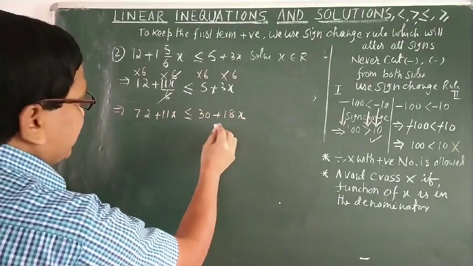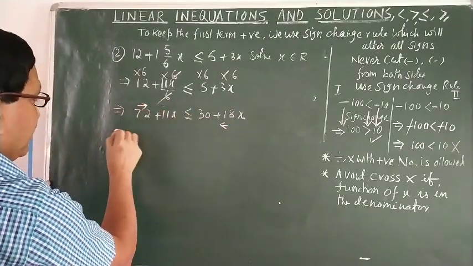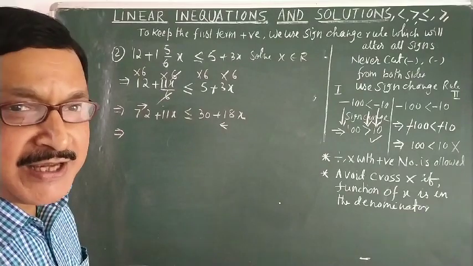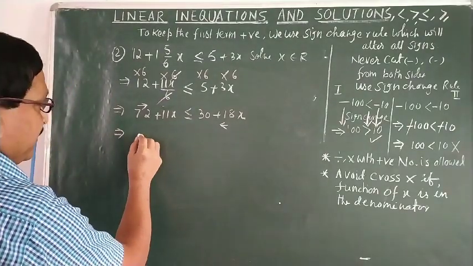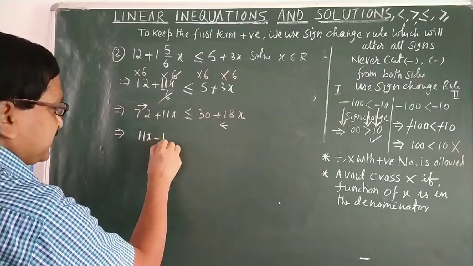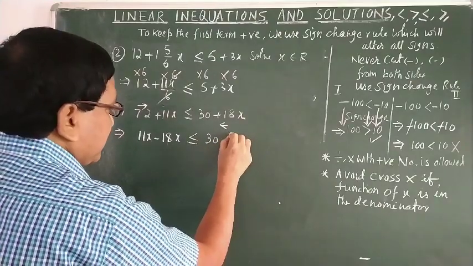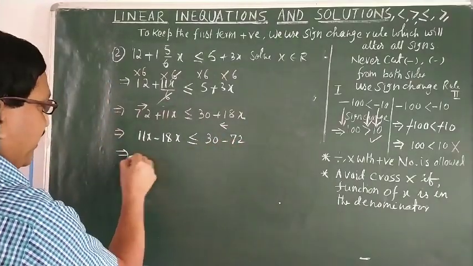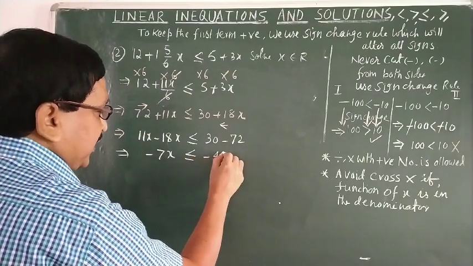After that, the transfer of terms is allowed. The variables are generally kept on the left. So I am keeping this: 11x minus 18x is smaller than or equal to 30 minus 72. So this is minus 7x is smaller than or equal to minus 42.